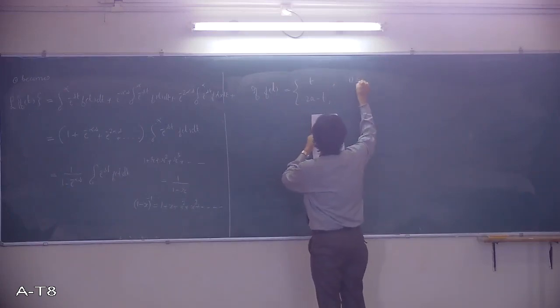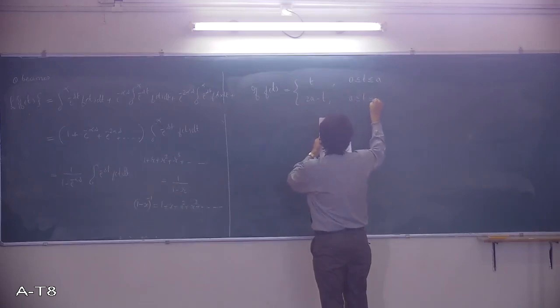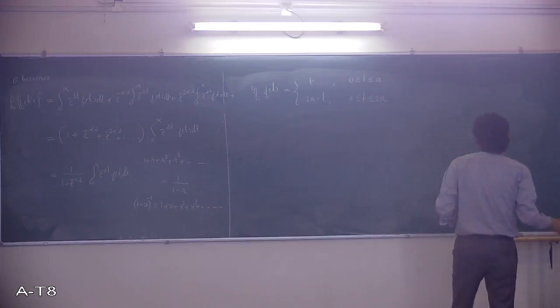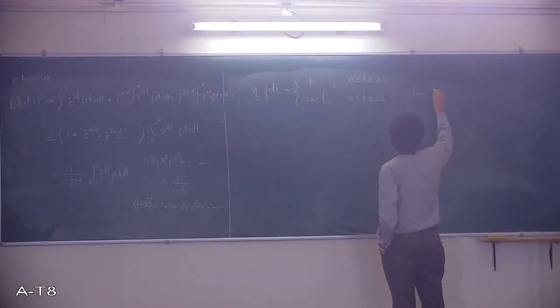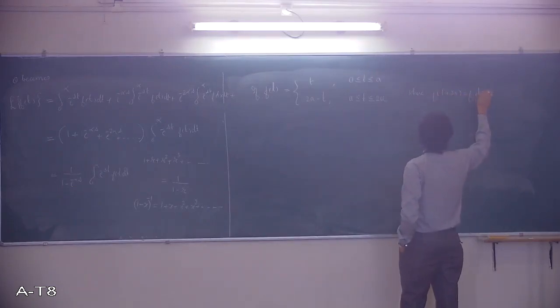So 0 is less than or equal to t is less than or equal to a, and a is less than or equal to t is less than or equal to 2a. Where it is given. If it is not given also, how to understand whether it is a periodic function or not. So 2a equal to, that is f of t.